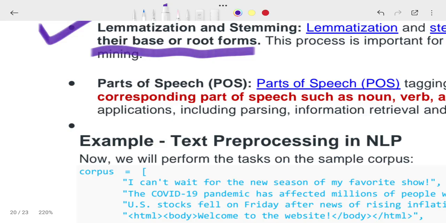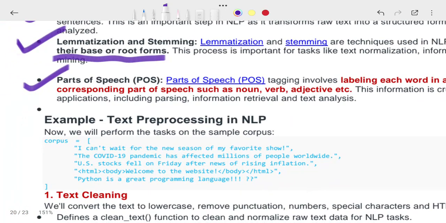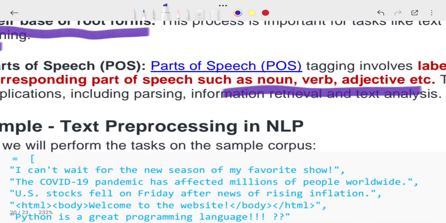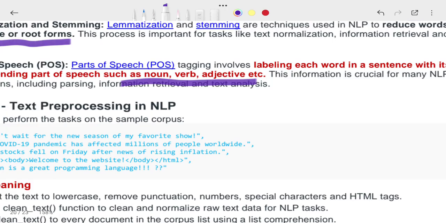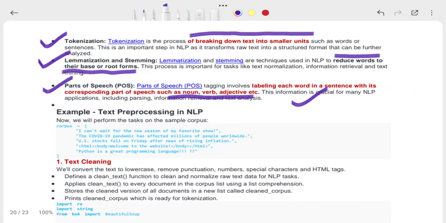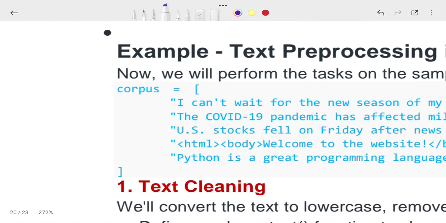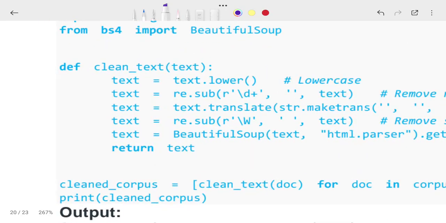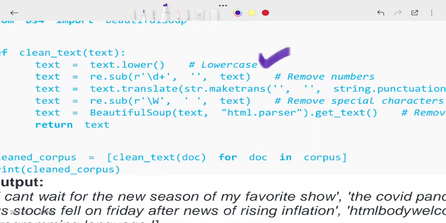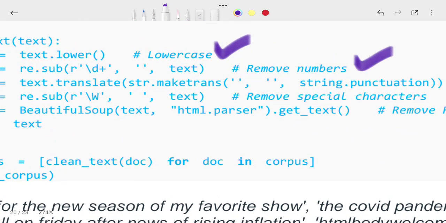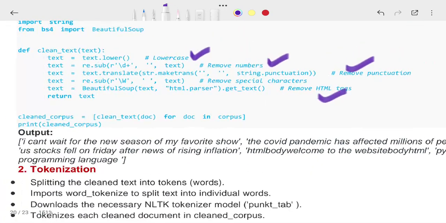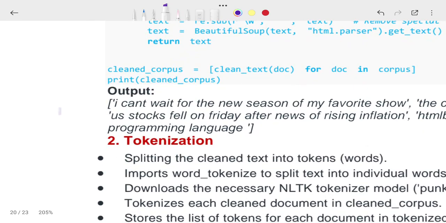And the next one is part of speech. Part of speech means we are checking the corresponding speech as noun, verb and adjective. Means we are labeling the sentence. So now suppose we have one example. The example is equal to, I have given some text. At first I will clean the text. How to clean the text? I will convert to lowercase, and I will try to remove the numbers, the punctuation, and the HTML text. So at last, after removing, my output is this.